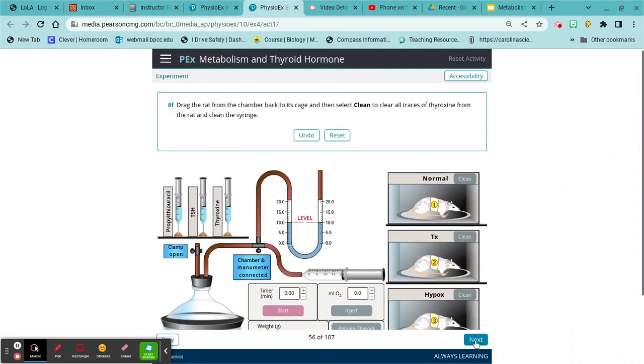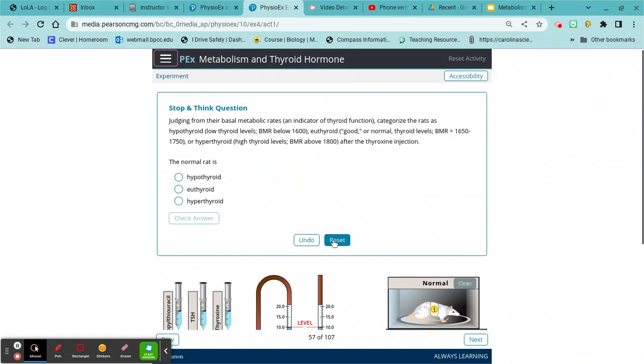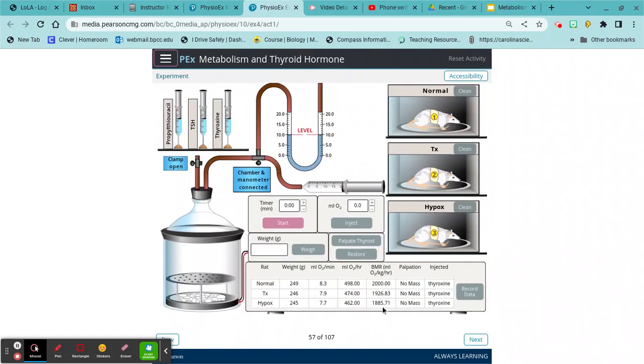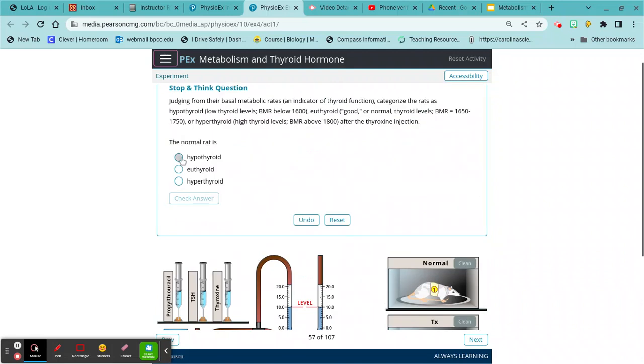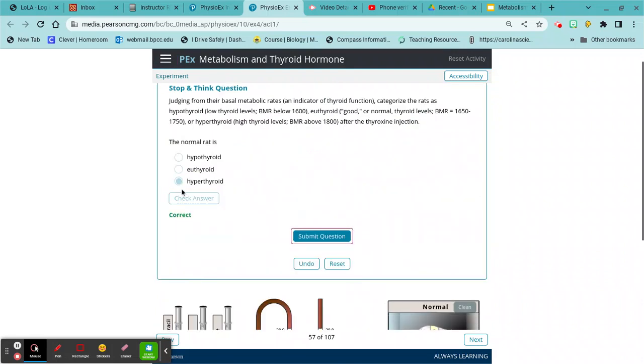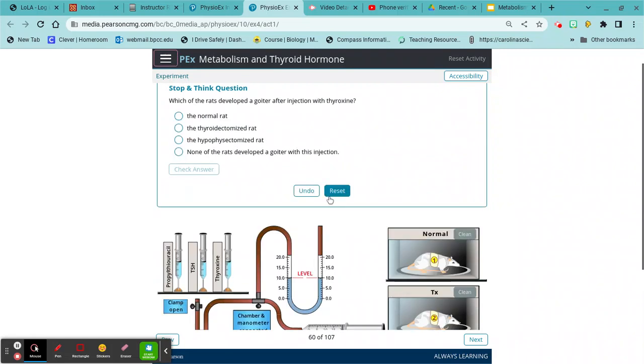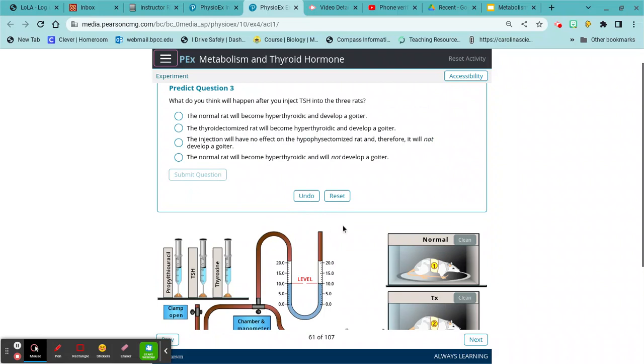Okay, so I am going to go through these again. All 3 of those were above 1750, so we're going to say hyper for all of those. And then we're going to move on to the next injection. So which of the rats developed a goiter? None of them. And we move forward.